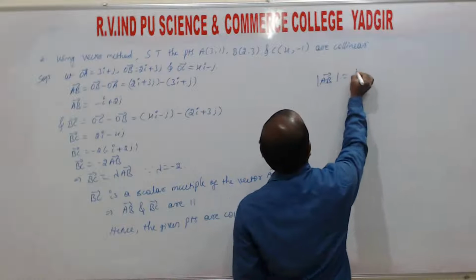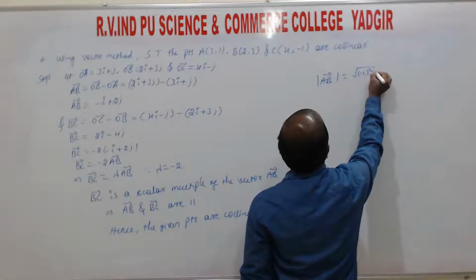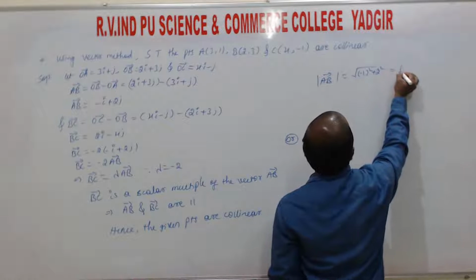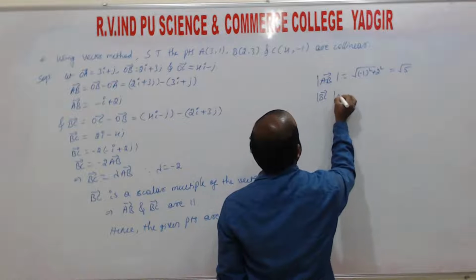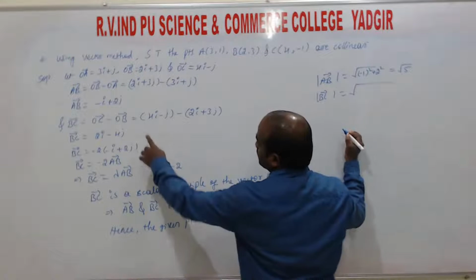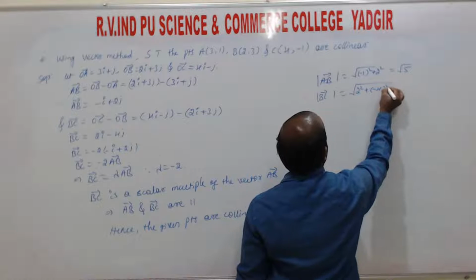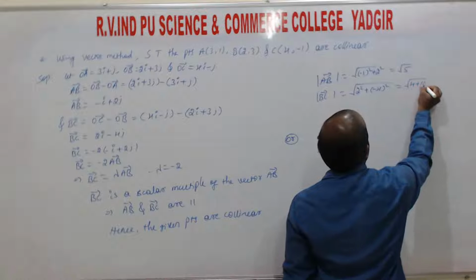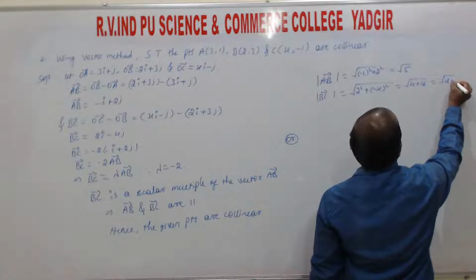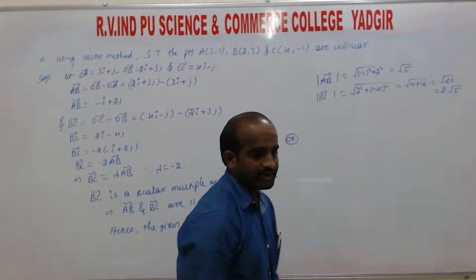Magnitude of AB is what? Root of 1 square plus 2 square, which is root 5. Magnitude of BC is root of 2 square plus minus 4 whole square, which is 4 plus 16, 20. 20 is what? 2 root 5, since 4 into 5 is 20.